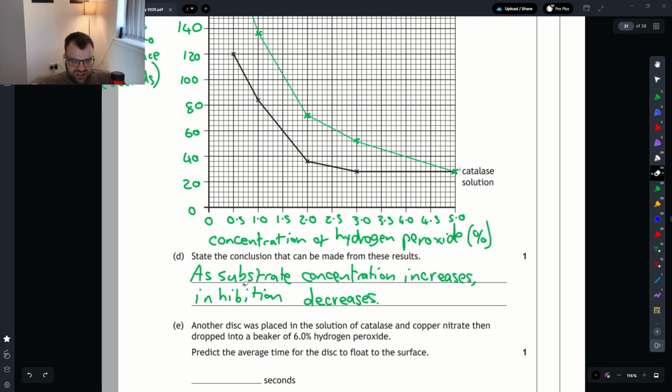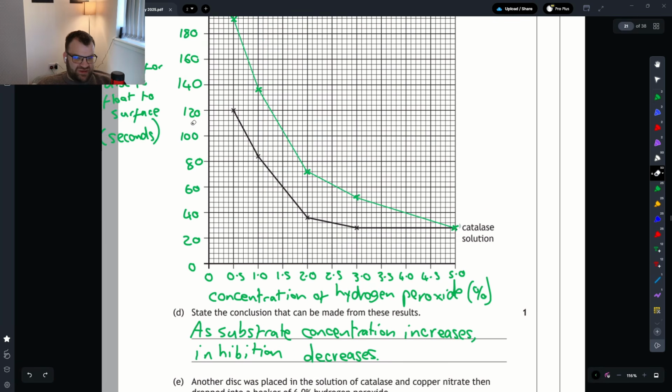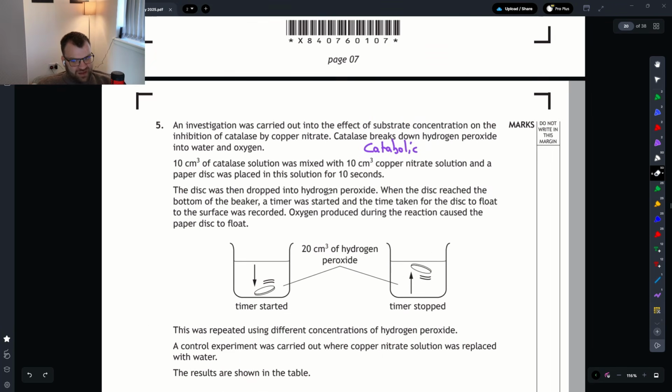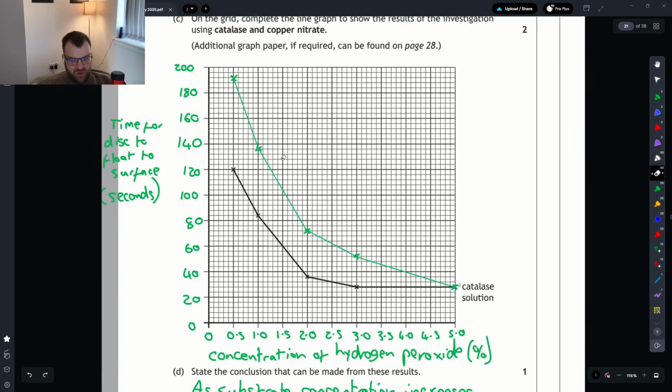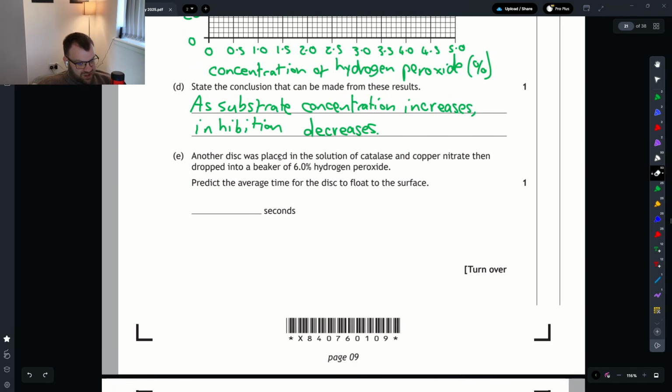A conclusion: as the substrate concentration is increasing, the inhibition is decreasing, because we are speeding up the time it takes for the reaction to take place. Always answer your aim: concentration, substrate, inhibition. Mention both of them, that should pick up the mark.